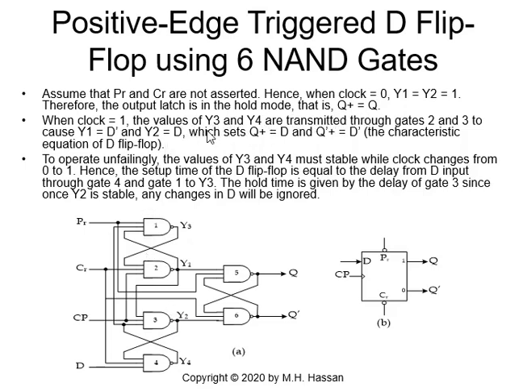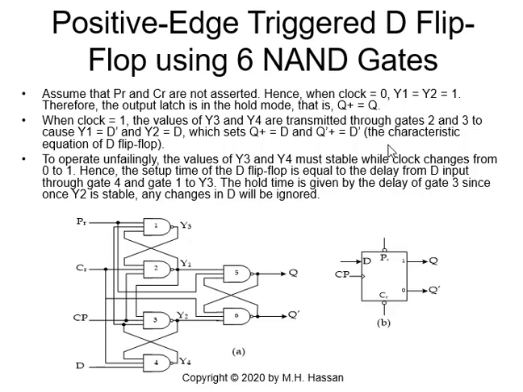Q. When the clock is 1, the values of Y3 and Y4 are transmitted through gates 2 and 3 to cause Y1 equals D prime and Y2 equals D, which set Q plus equal to D, and Q prime plus equal to D prime, which is the characteristic equation of the D flip-flop.